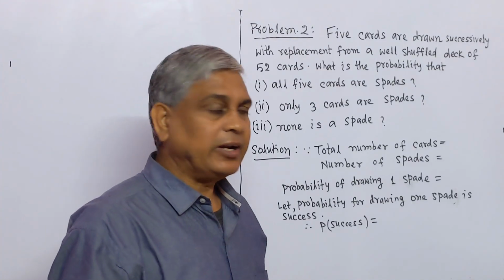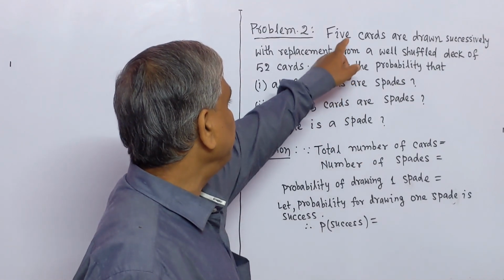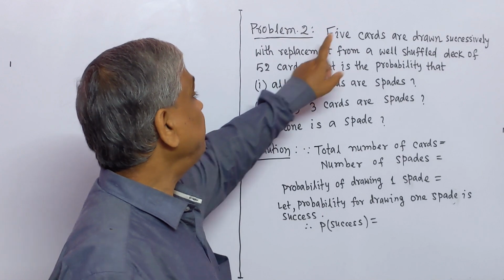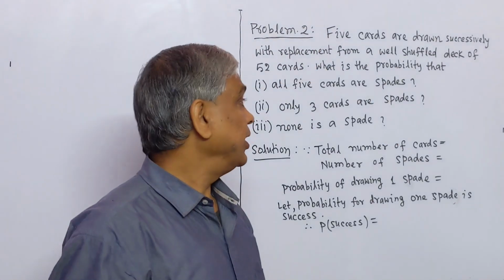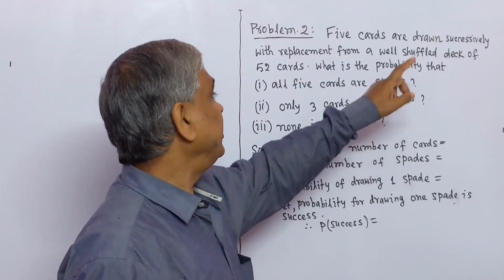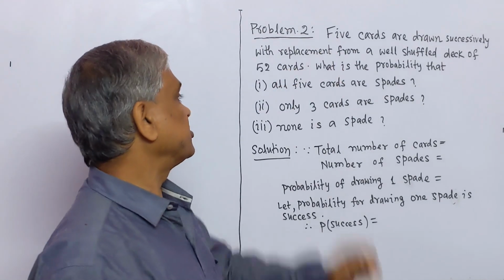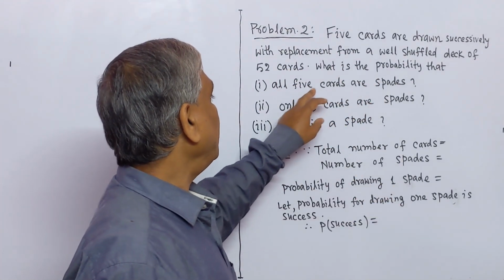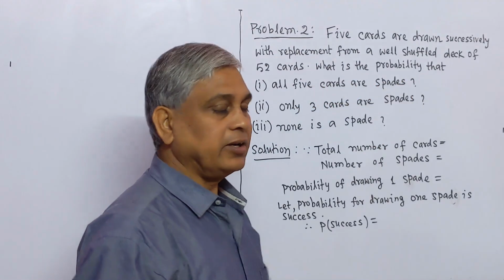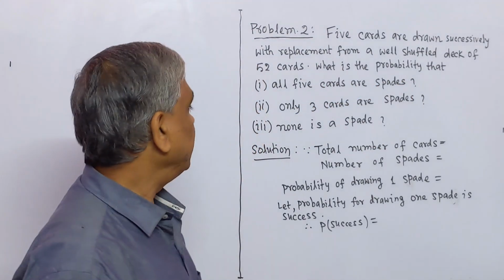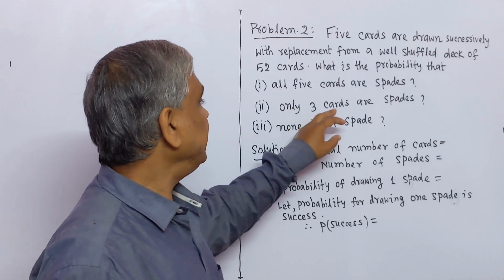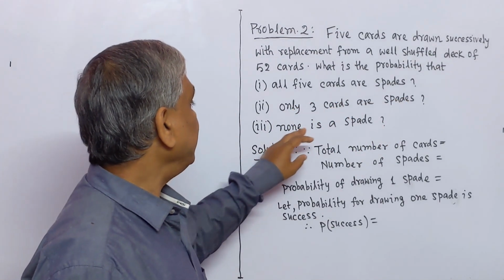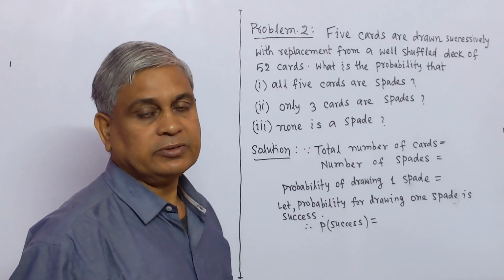Now we solve the next problem. Next problem is 5 cards are drawn successively with replacement from a well shuffled deck of 52 cards. What is the probability that all 5 cards are spades? Number 1. Number 2. Only 3 cards are spades. Number 3. None is a spade.